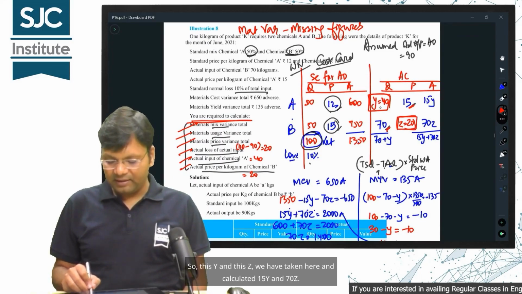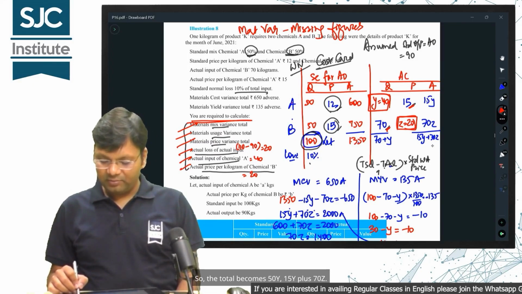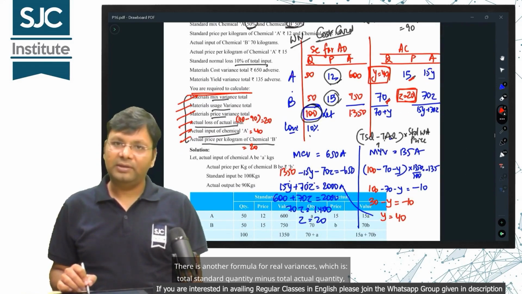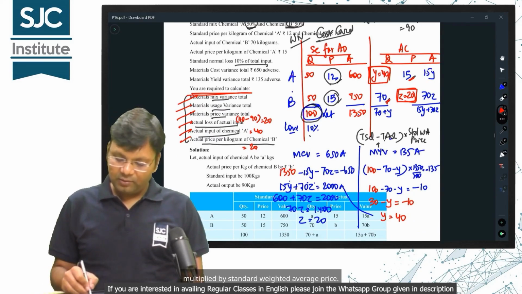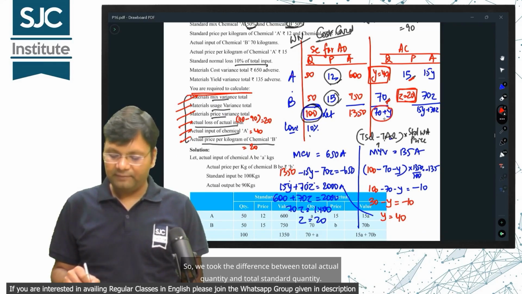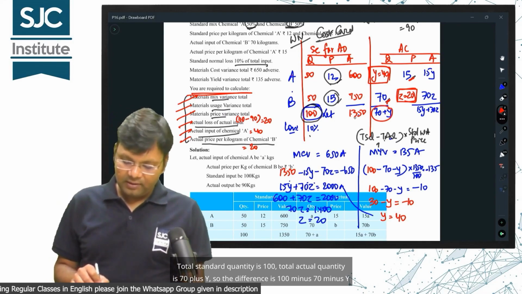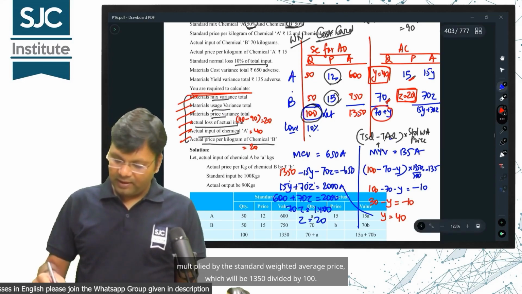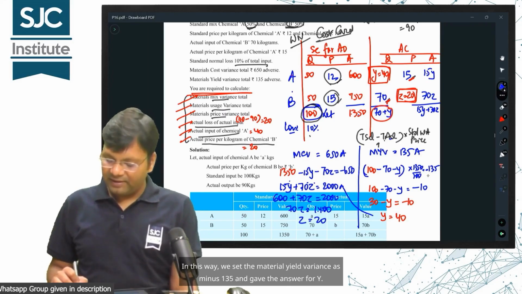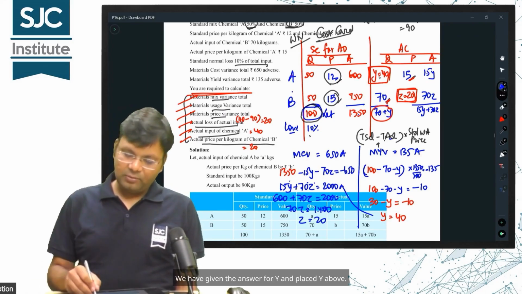So, this Y and this Z, we have taken here and calculated 15Y and 70Z. So the total becomes 50Y, 15Y plus 70Z. There is another formula for real variances, which is total standard quantity minus total actual quantity multiplied by standard weighted average price. So, we took the difference between total actual quantity and total standard quantity. Total standard quantity is 100, total actual quantity is 70 plus Y, so the difference is 100 minus 70 minus Y multiplied by the standard weighted average price, which will be 1350 divided by 100. In this way, we set the material yield variance as minus 135 and gave the answer for Y. We have given the answer for Y and placed Y above.